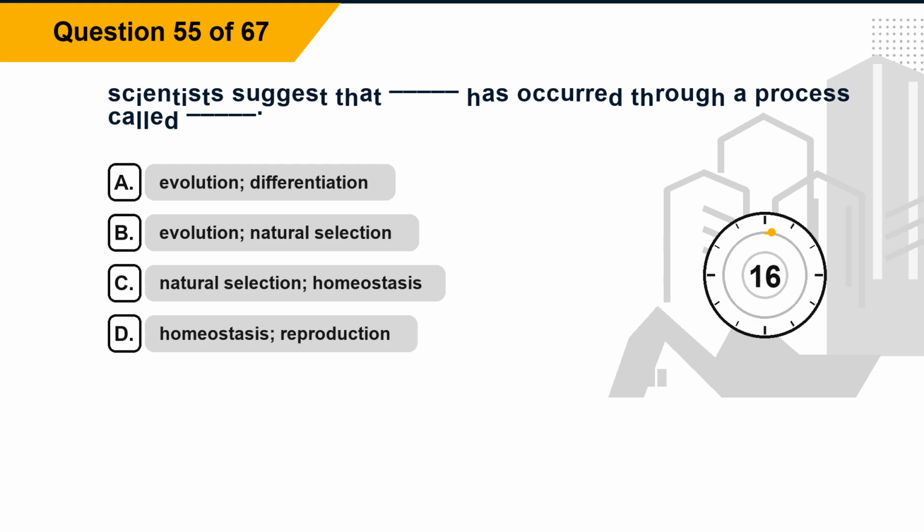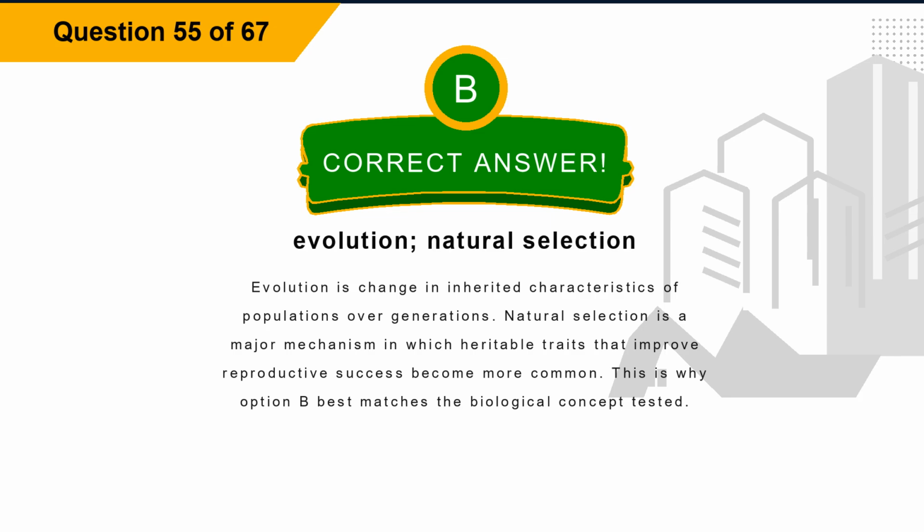Question 55. Scientists suggest that blank has occurred through a process called blank. Option A. Evolution, differentiation. Option B. Evolution, natural selection. Option C. Natural selection, homeostasis. Option D. Homeostasis, reproduction. The correct answer is option B, evolution, natural selection.